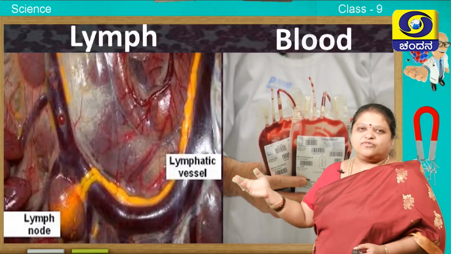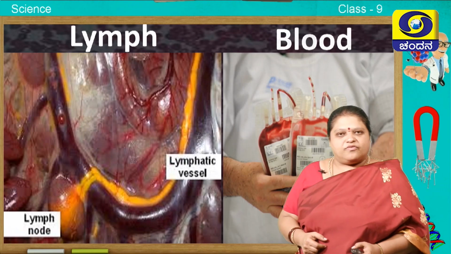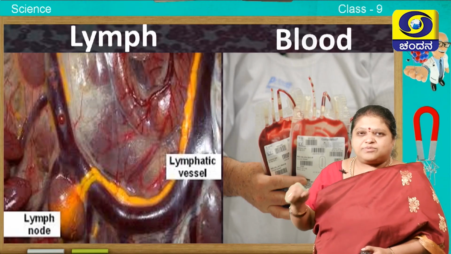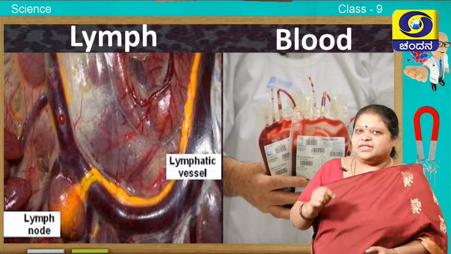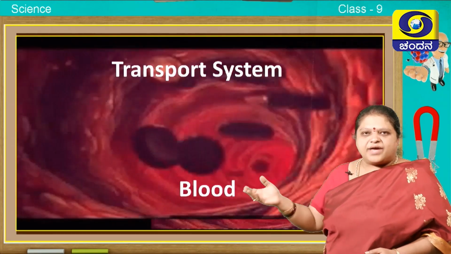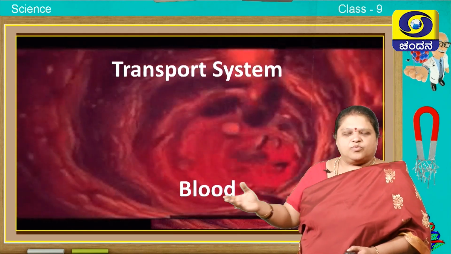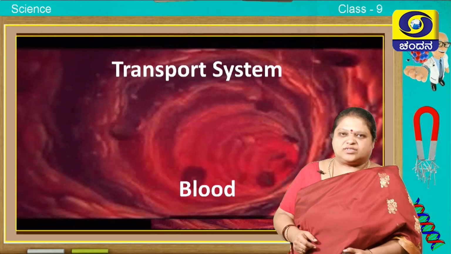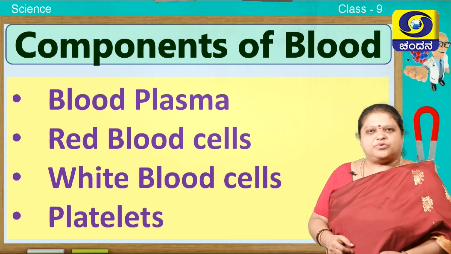Next, if you come to the fluid connective tissue, you find the blood and also the lymph. Wherever there are interstitial spaces, that means wherever there are gaps between the cells, you find the lymph present, and the blood is present always in the blood vessels. So this is fluid connective tissue. This is basically the transport system, that is the blood. You can see the RBC moving, carrying respiratory gases like carbon dioxide and oxygen to various parts of the body.